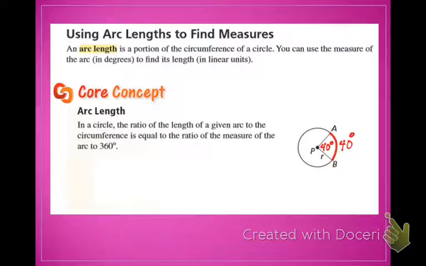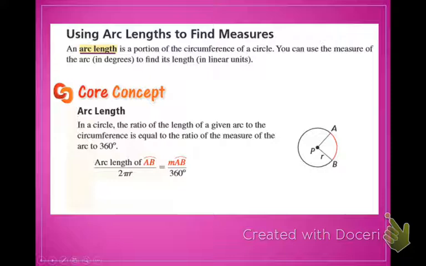A ratio is what? A fraction. It's going to be a fraction of the length of the given arc, so like 5 inches, 27 feet, something like that, over the circumference. So a piece of the circumference over the entire measure of the circumference. And it is equal to the ratio, so another fraction, of the measure of the arc, so like 40 degrees, over 360. So I wrote it right here on the wall. It's also officially in your book.